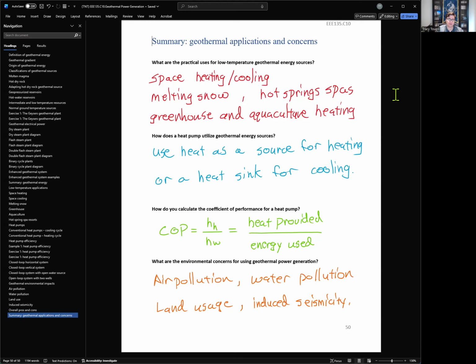Okay. What are environmental concerns for using geothermal power generation? We talked about air pollution, water pollution, land usage, and induced seismicity. Right. So as long as you're okay with all those, I'm okay with all those. We should start building these wherever we can.